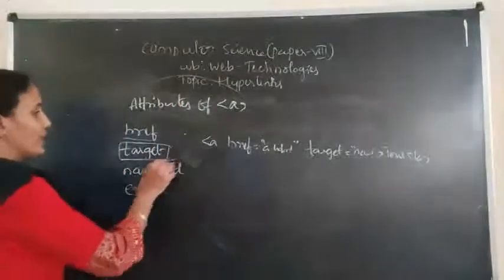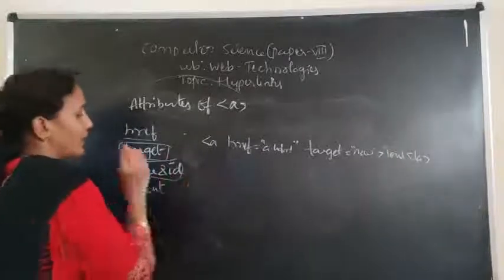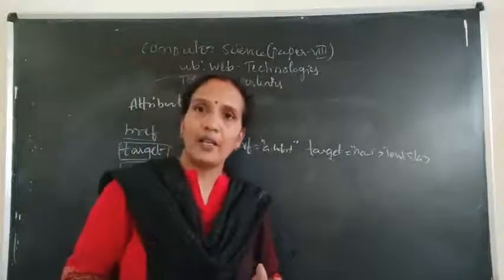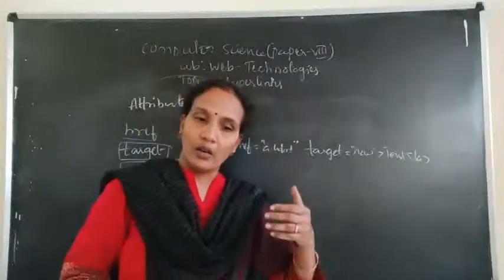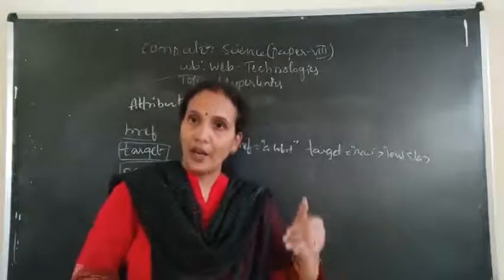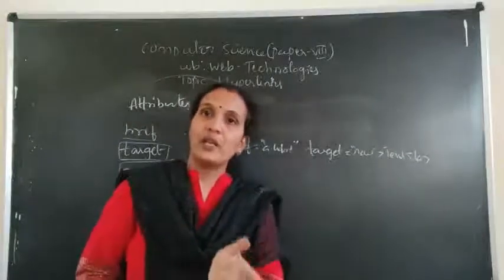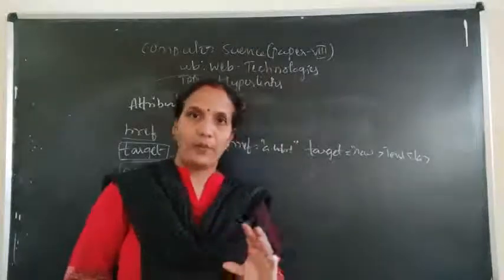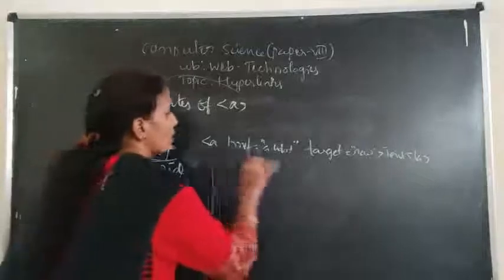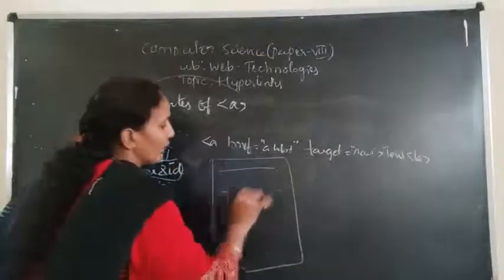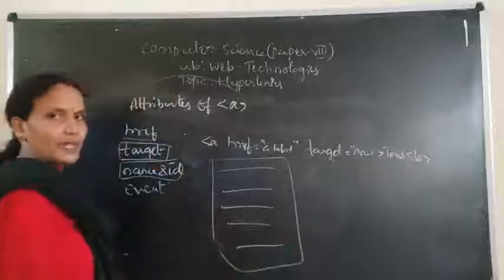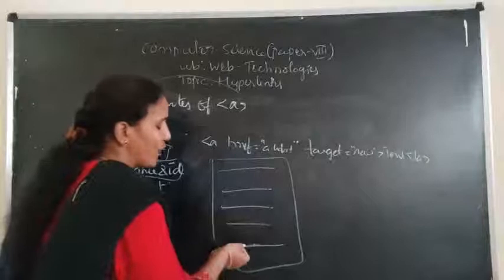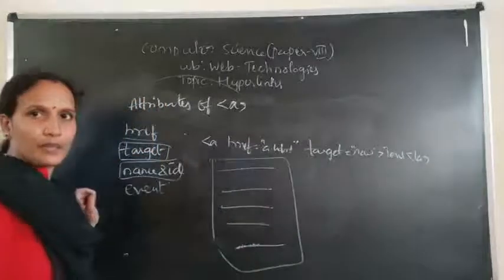Now, the next one is name and ID. See an example in the same page. Using hyperlinks, you can move from one page to another page, one website to another website, and you can move within a page also. For example, this is a browser window. In this, we have five to six paragraphs. Right now I am in the sixth paragraph, and from the sixth paragraph, I want to move to the first paragraph.